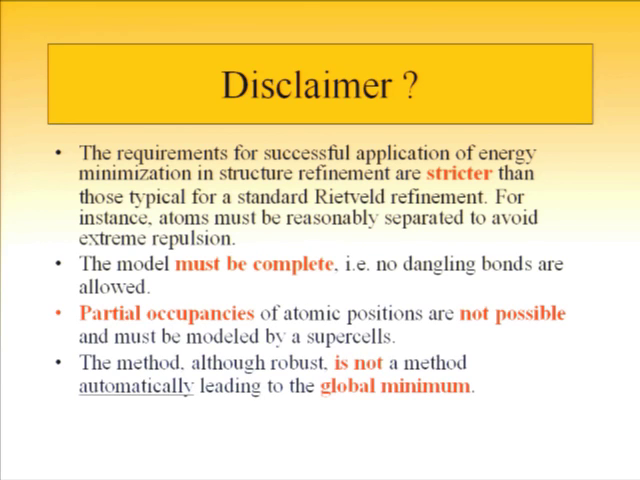Running such a calculation is a little bit more difficult than a standard Rietveld refinement. What is more important, your model must be complete. No dangling bonds are allowed, sorry. Your cell should be neutral. There are some codes that can also handle charged cells, but the wave function is sometimes very strange, and the calculation is sometimes really unstable. So do prefer to have the model complete.